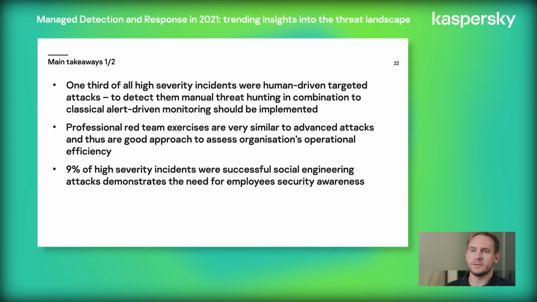1/3 of all high severity incidents were human driven or human centric attacks, and to detect them we need a combination of manual threat hunting and classic alert detection monitoring. And this should be implemented in all networks. Professional red team exercises are very similar to advanced targeted attacks and therefore a very good approach for an organization to assess their operational security and their efficiency to defend themselves. 9% of all high severity incidents use successful social engineering attacks, and this demonstrates the continual need to train your staff in security awareness training.